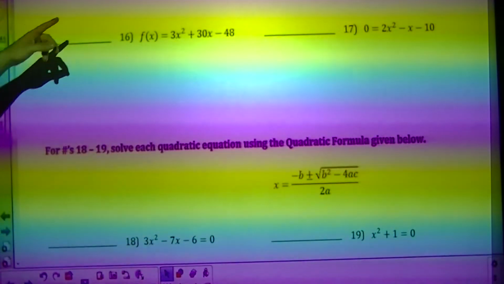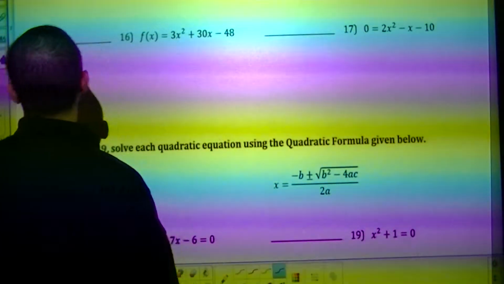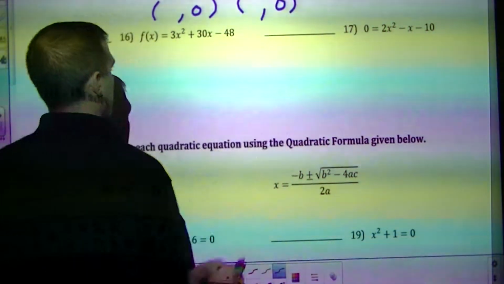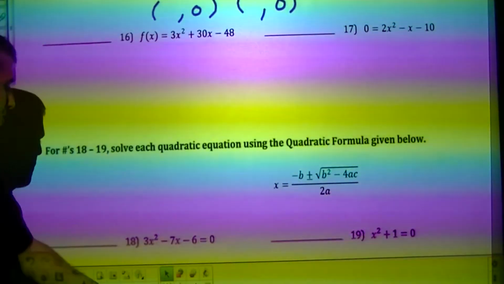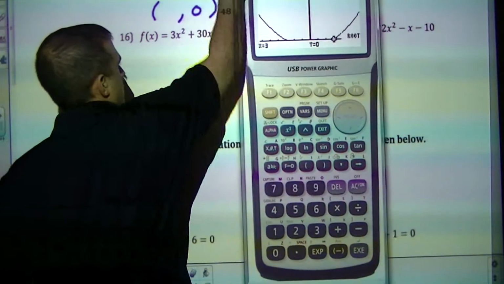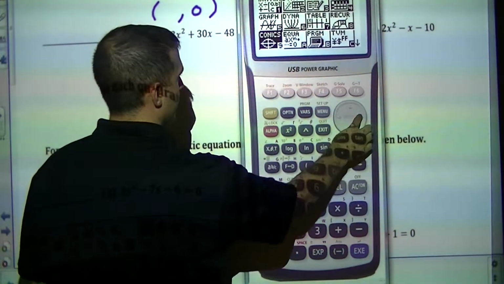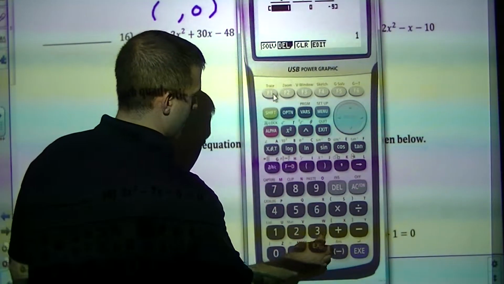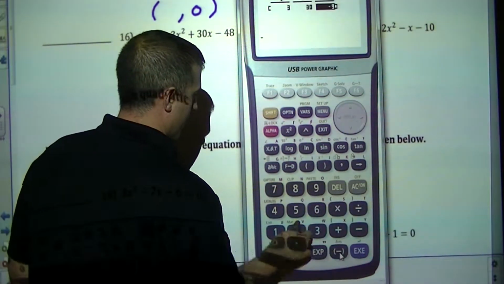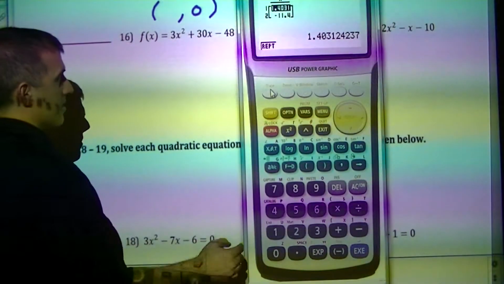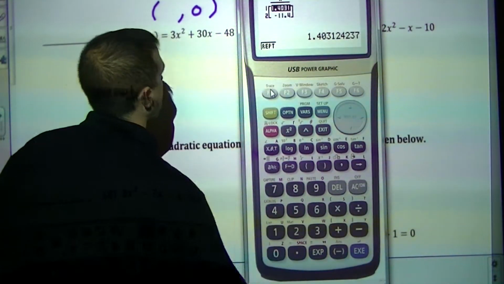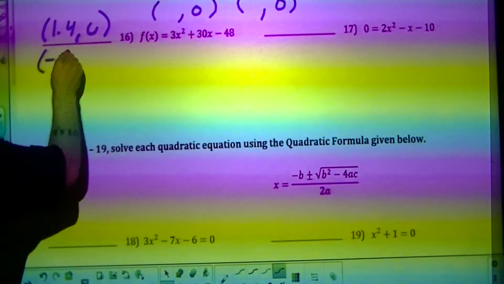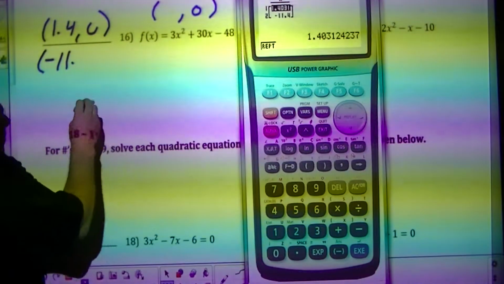Moving on, last step, x-intercepts now. For the x-intercepts, we're going to write those like this. Since those are both equations, I'm just going to go ahead and use Equa for those. So I'm going to do menu, Equa, polynomial, 2 degrees, 3, 30, negative 48. So 1.4 comma 0 and negative 11.4 comma 0.